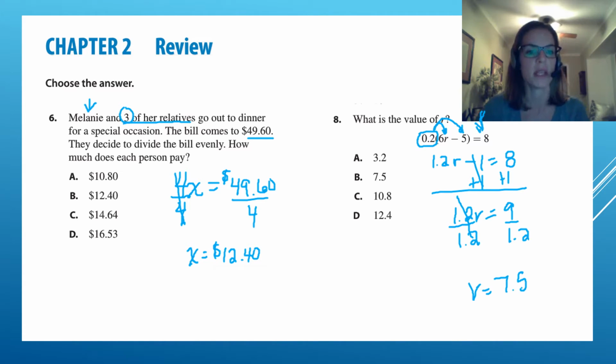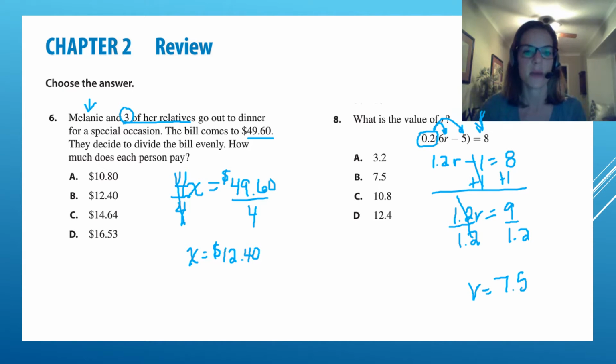So we are going to move right along, and we have it choose the correct answer here. Melanie has three of her relatives go out to dinner for a special occasion. The bill comes to $49.60, and they decide to divide the bill evenly. How much does each person pay? So we're going to look at this here. We have 3 relatives plus Melanie. So we are going to say there are 4 people. We want to know how much each person paid individually, and there's a total of $49.60.